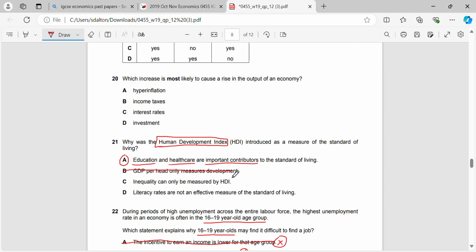So GDP per head only measures development. That's not why it was introduced. Inequality can only be measured by HDI. That's not true. Inequality can also be measured by something that's called the Gini coefficient. And literacy rates are not an effective measure. That's incorrect. Literacy rates are an effective measure of the standard of living, and that's why they are included through the level of education.